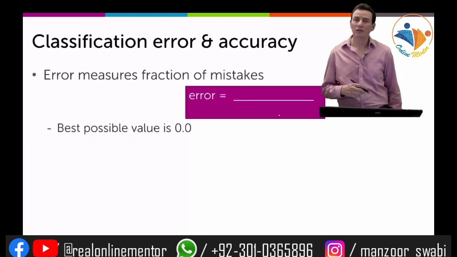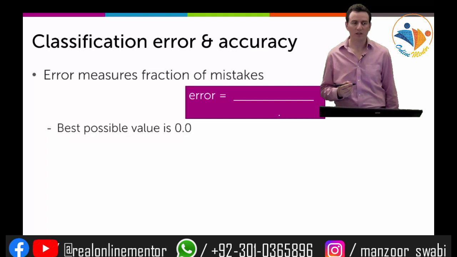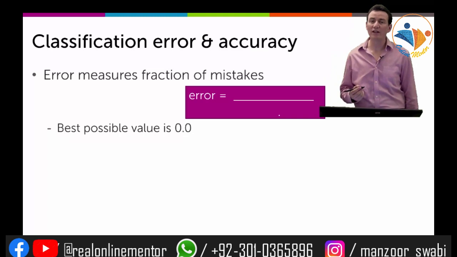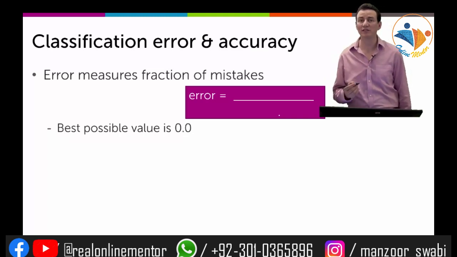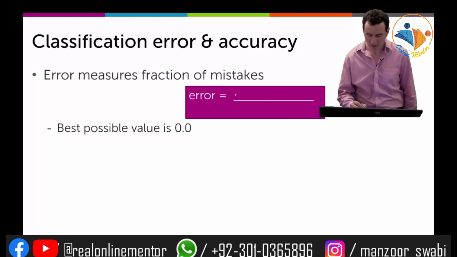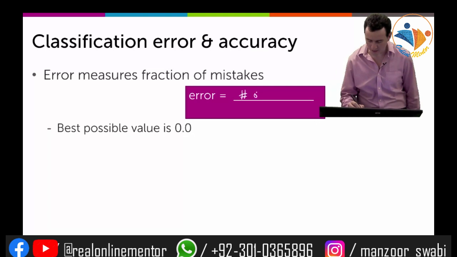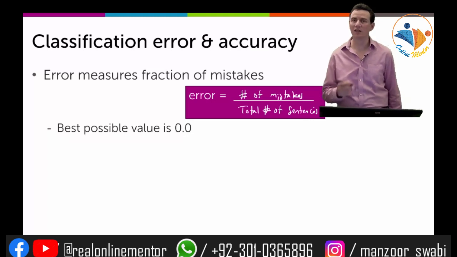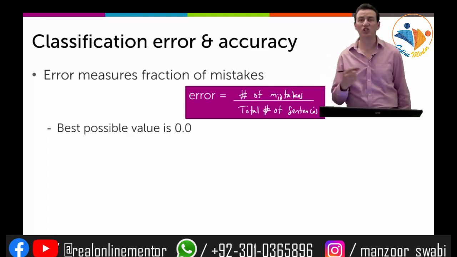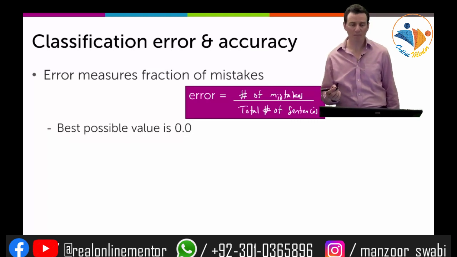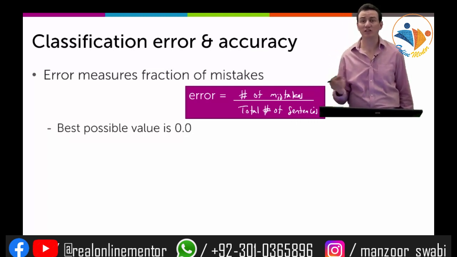There are two common measures of quality in classification. One of them is the notion of error. Error measures the fraction of the test examples that we make mistakes on. So out of all of the sentences that are classified, how many mistakes did I make? So the number of mistakes, and I divide that by the total number of test sentences. So for example, if there were 100 test sentences and I made 10 mistakes, then our error will be 0.1 or 10%. Now, the best possible error that I can make is 0, basically. I make no mistakes.